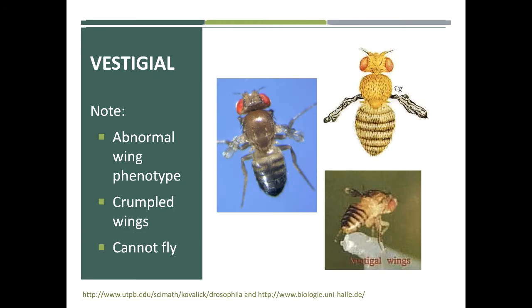The first mutant is called vestigial, and you can see vestigial has abnormal wing phenotypes. You can see they look like they're shriveled up here, like it was left outside for too long.